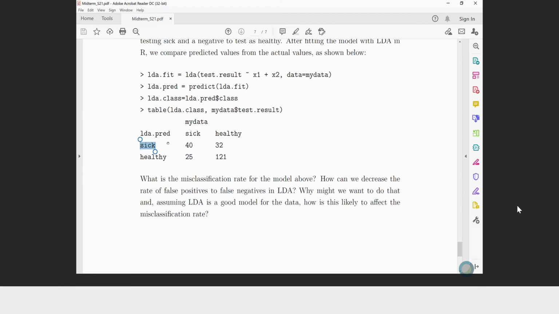So finally, the total number of misclassifications is 32 plus 25, so that will be 57. Certainly, if you divide by the total number of people, you get your misclassification rate. So that will be 32 plus 25 divided by the sum of these 4 cell counts. That's the misclassification rate. Did you get it?